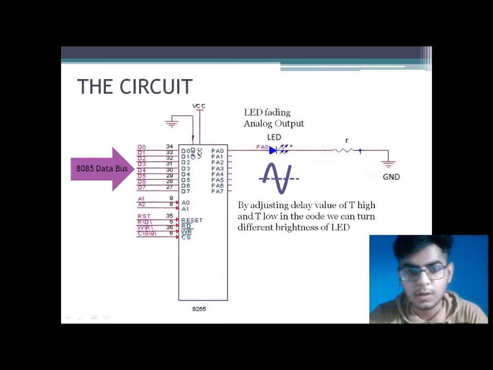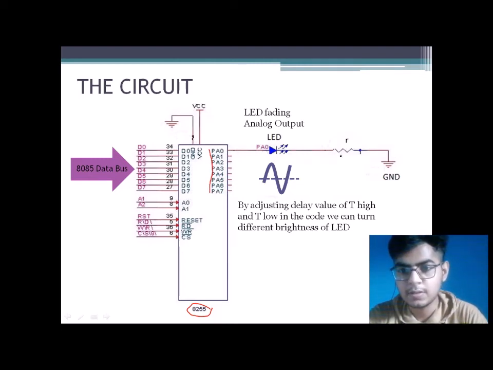So now we come to the hardware segment of our pulse generation. So this is our 8255 interfacing chip, which we use to interface our LED, which is our output device, to our 8085 microprocessor. This is port A. This is our LED, which is connected in series with a current limiting resistor. Then it is grounded and it is connected to the first bit of our port A.